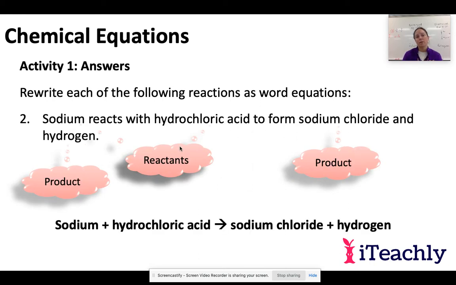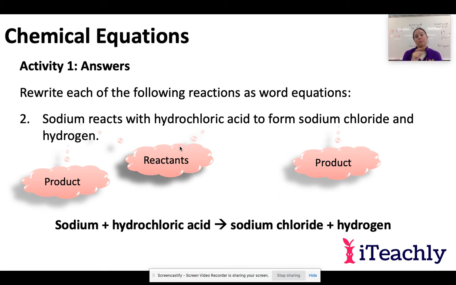So let's try another one. I have sodium reacts with hydrochloric acid to form sodium chloride and hydrogen. So sodium plus hydrochloric acid. Notice the arrow to represent yields. Yields or produces sodium chloride plus hydrogen. Again, notice the reactants are on the left side and the products are on the right side.